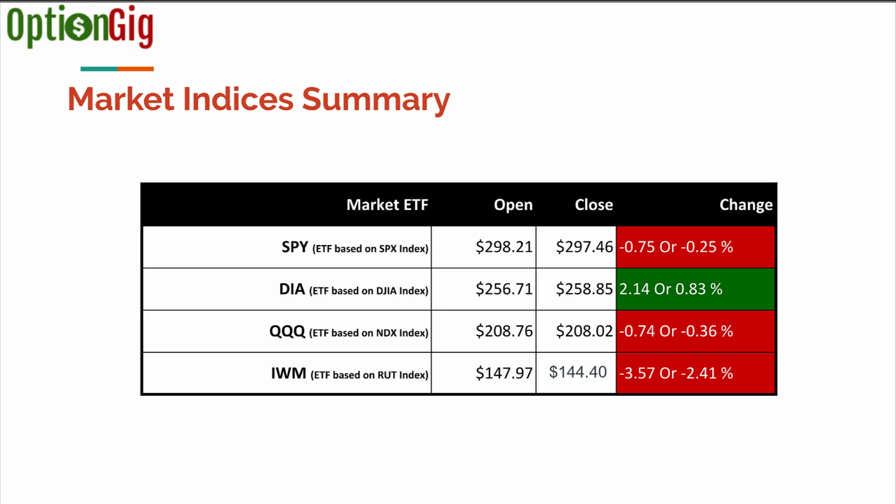Now the technology sector QQQ opened at 208.76 and closed at 208.02. Not much change. The change is only negative 0.74 or down 0.36%. So almost flat. IWM, the small cap index, opened at 147.97 and closed at 144.40, which means a change of 3.57 or 2.41% only. So this is how the broad market indices performed.